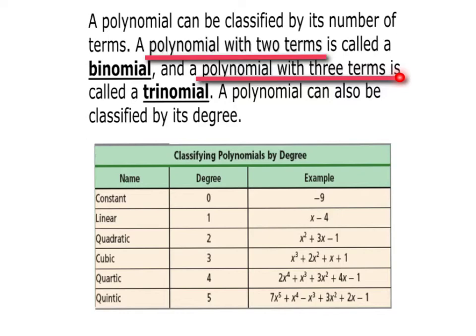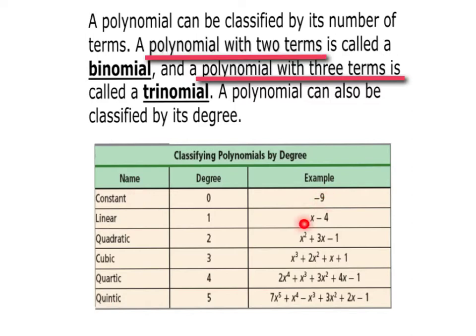So, if it has 1 term, monomial. 2 terms, binomial. 3 terms, trinomial. And if it has 4 or more terms, we just call it a polynomial. Now, in your textbook, you're going to see a chart much like the one shown right here. Looking at this chart, it gives you some names of polynomials. For example, if you have a 0 degree, just a number, we call it a constant.